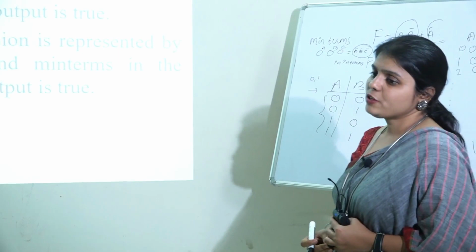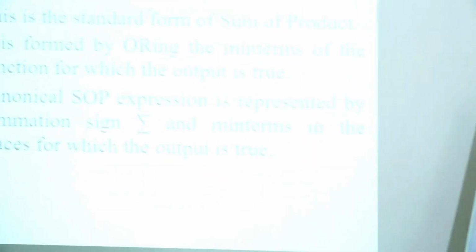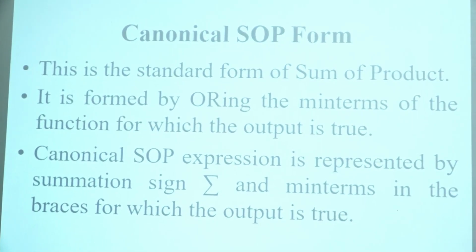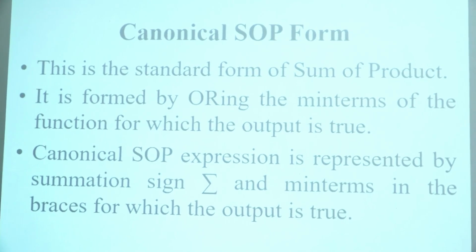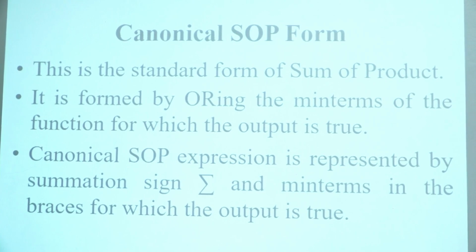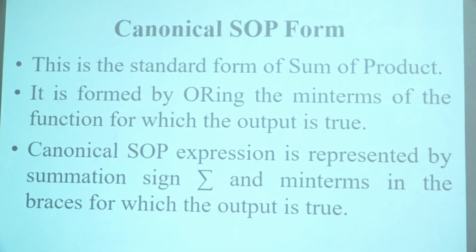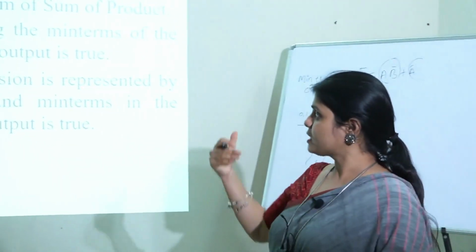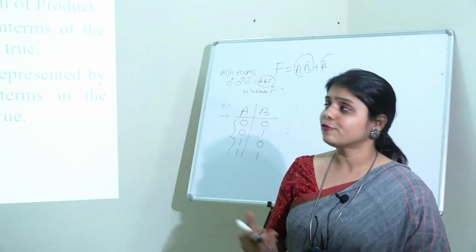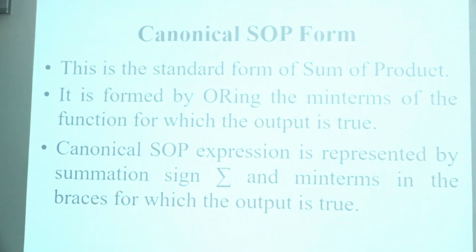Now, when we talk about the sum of products, we are still in sum of products or minterms. When we are discussing the sum of products, we come across this term which is called canonical SOP form. Now, this canonical SOP form represents the Boolean function with activated minterms. Let me explain. This standard canonical form is basically the standard form of sum of product. Now, this is formed by ORing the product terms.